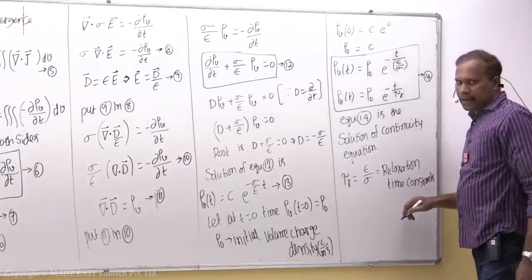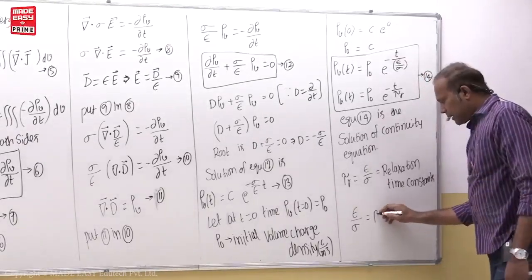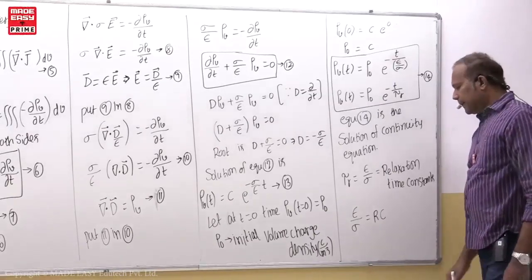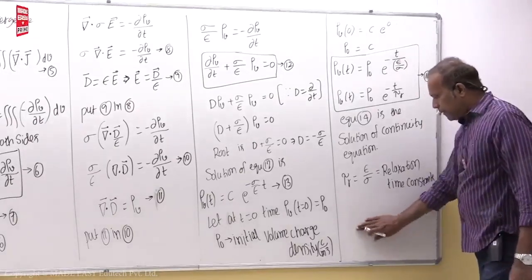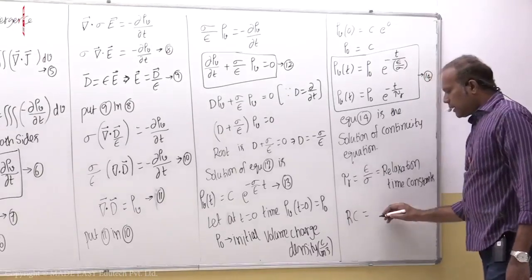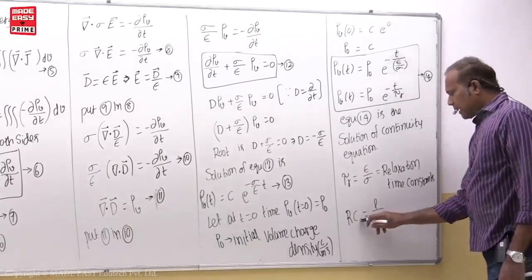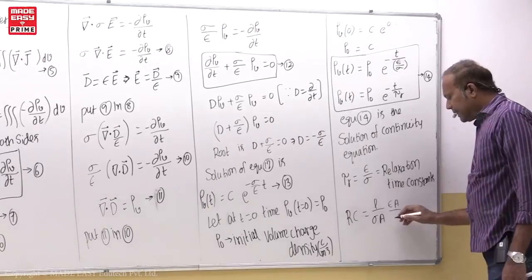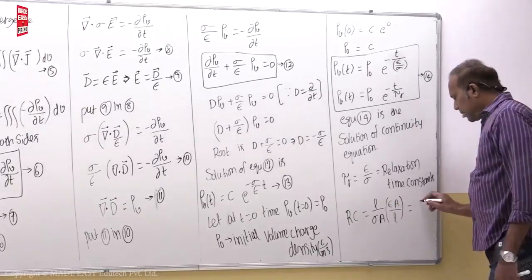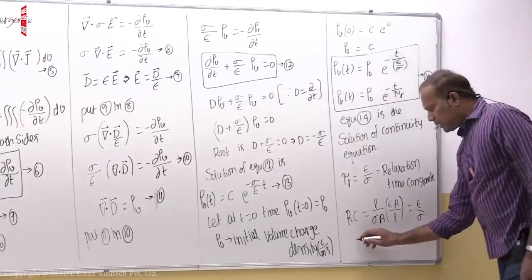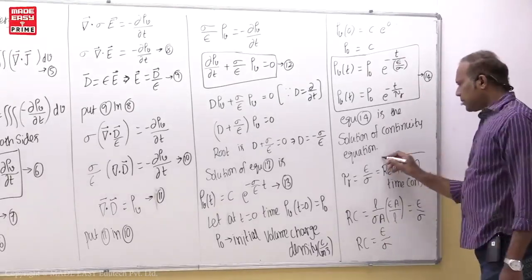If R is the resistance of that conductor and C is the capacitance of that conductor, then epsilon by sigma is nothing but R into C. So this is the time constant, no student. If you want, you can see it like this. R into C. R is equal to rho L by A, that means L by sigma A. Now capacitance is equal to epsilon into A by d, and d is taken as L here. Now after cancellation, what will you get? A cancels, L cancels. So you get epsilon by sigma. So that is why in textbooks they write RC is equal to epsilon by sigma. So this is the relaxation time constant.